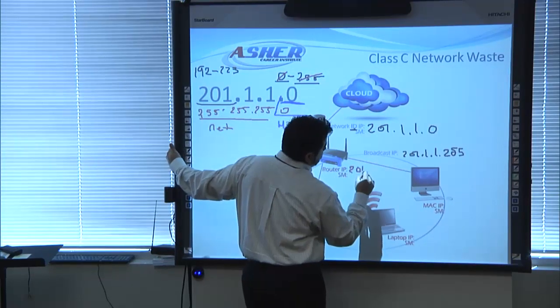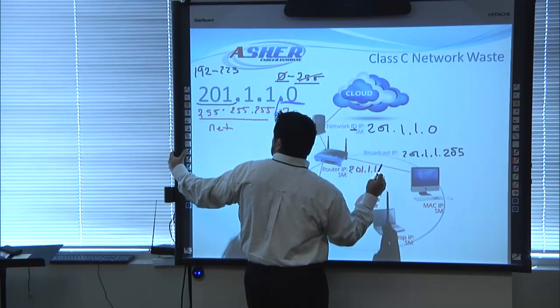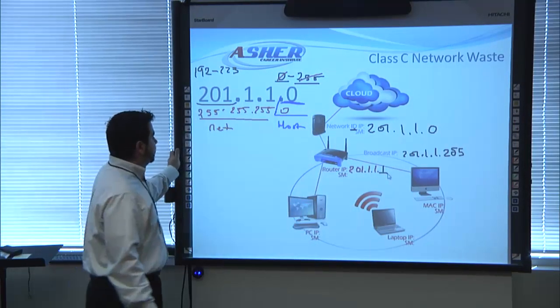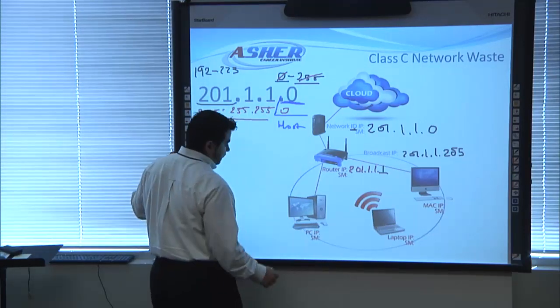Usually it's the first one, 201.1.1.1. That is his IP address. That is him on that network. So then the very next computer turns on.